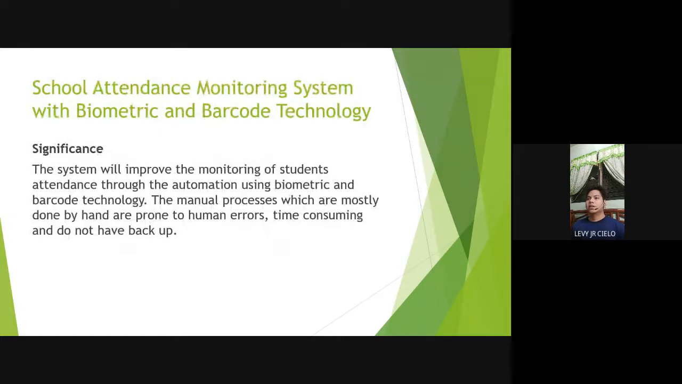The next research title is School Attendance Monitoring System with Biometric and Barcode Technology. What is the significance? The system will improve the monitoring of students' attendance through automation using biometric and barcode technology. The manual processes, which are mostly done by hand, are prone to human errors, time-consuming, and do not have backup.